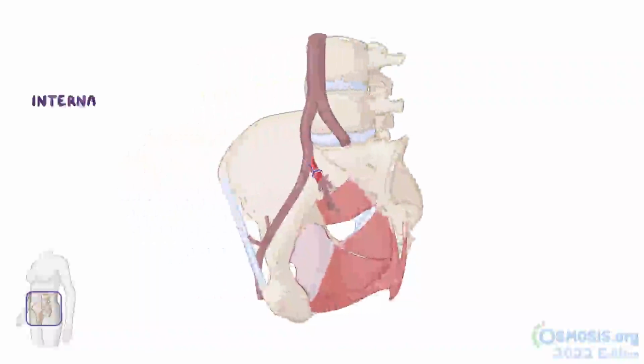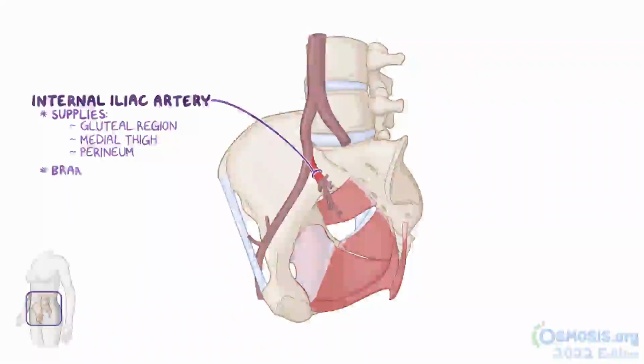Next are the internal iliac arteries, which are the main arteries of the pelvis and also supply parts of the gluteal region, medial thigh, and perineum. The branching pattern of the internal iliac arteries is one of the most variable in the body, so in order to identify each branch, we must think about the structures they're nourishing.